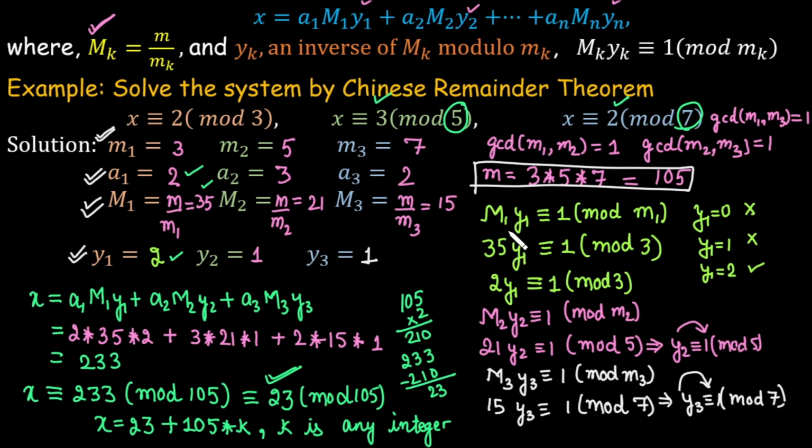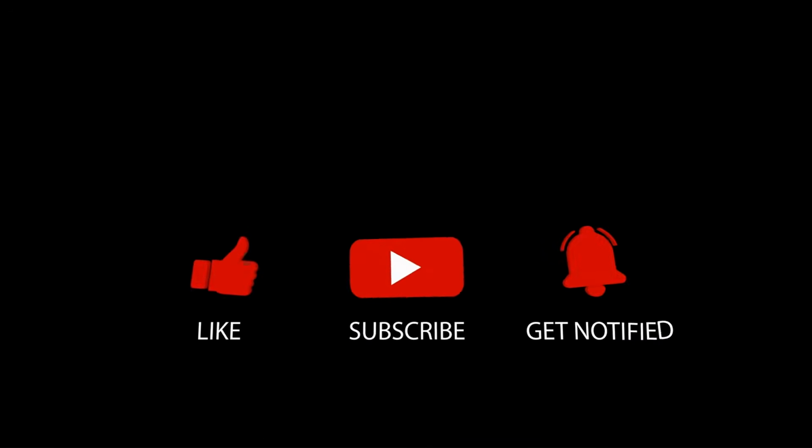We have 5 steps in this case. First, from the given equations, extract the values. That is the first step. Second step, check whether the GCD is 1 or not, and then calculate small m. Third step, calculate the corresponding value of capital M and then find its inverse. That is the fourth step. At last, calculate the value of x, then take the modulo with respect to m.